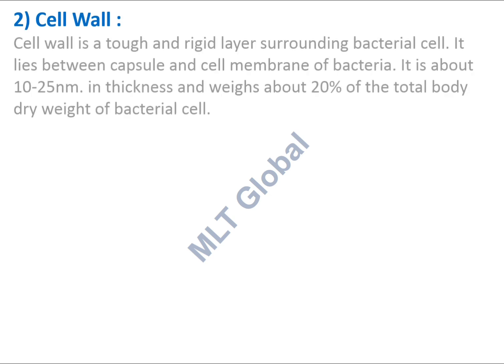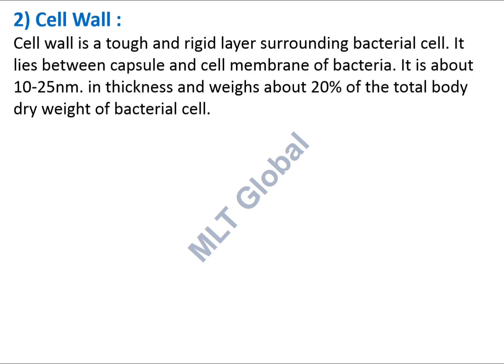Cell wall. Cell wall is a tough and rigid layer surrounding the bacterial cell. It lies between the capsule and the cell membrane of bacteria. It is about 10 to 25 nm in thickness and weighs about 20% of the total dry weight of the bacterial cell.